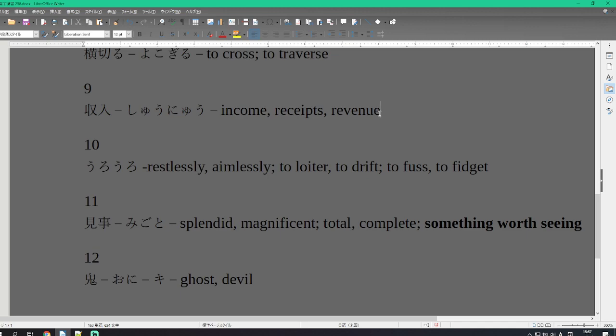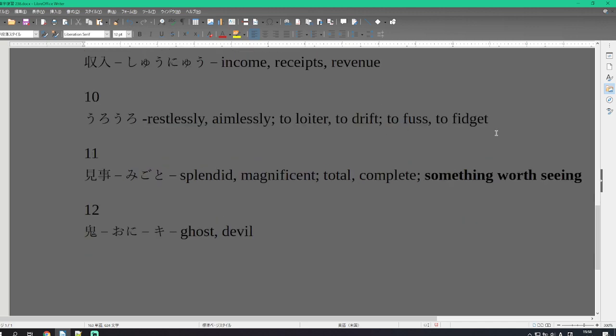Shunyu is income or receipts and revenue. Shunyu is receipts, income, or revenue. Shunyu.